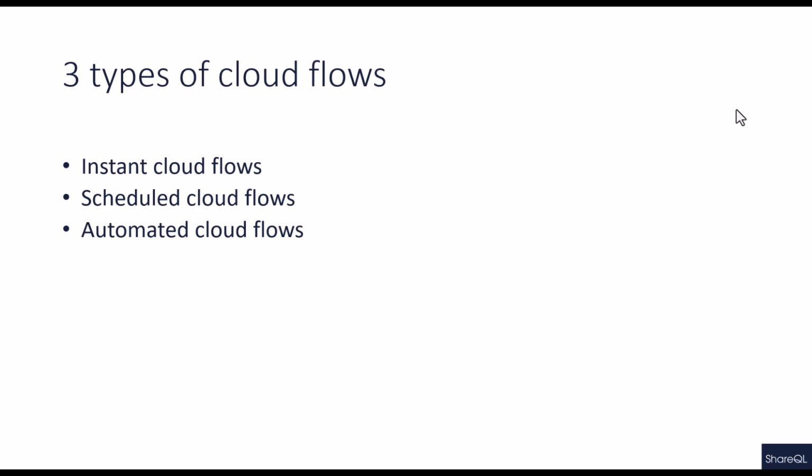And the third type is automated cloud flow. Automated cloud flows are triggered after an event. An event could be something like, if a record is created or changed in the database, I want my flow to start immediately.